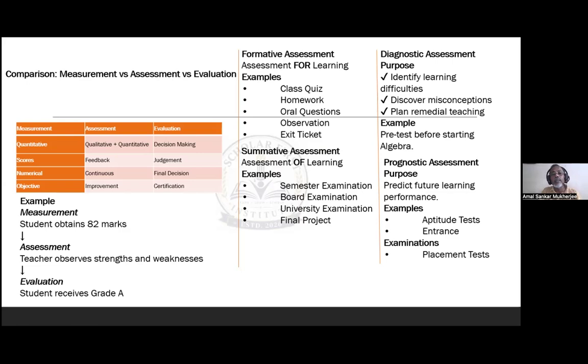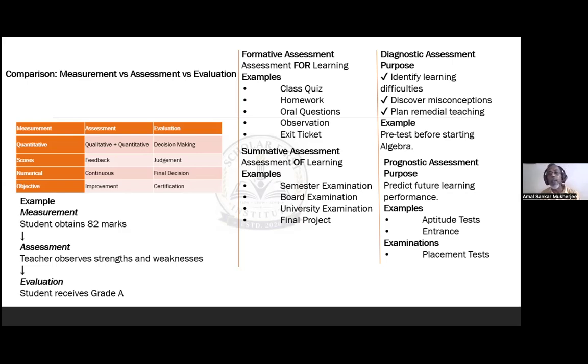Summative assessment is assessment of learning, because we are taking this assessment at the end of the lesson. So it is assessment of learning. What are the examples by which we can take up the summative assessment? Semester examination, board examination, university examination, final project. All these are summative assessment.